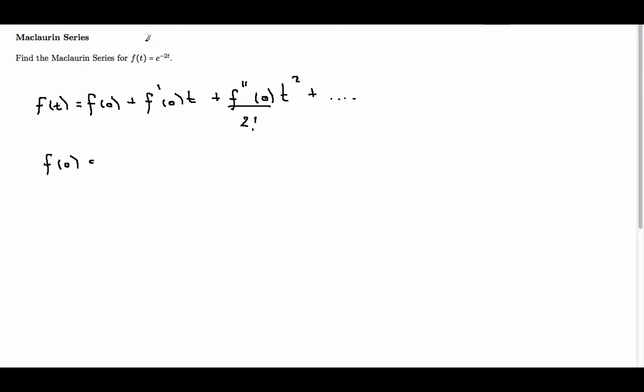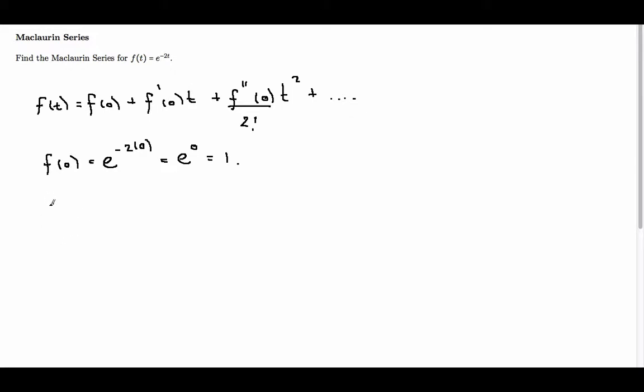Now this is the Maclaurin series, and so we need to find first of all f of 0. f of 0 just tells us to evaluate our function at 0, so we have e to the minus 2 lots of 0, which is just e to the 0, which is 1. So this first term here is 1.